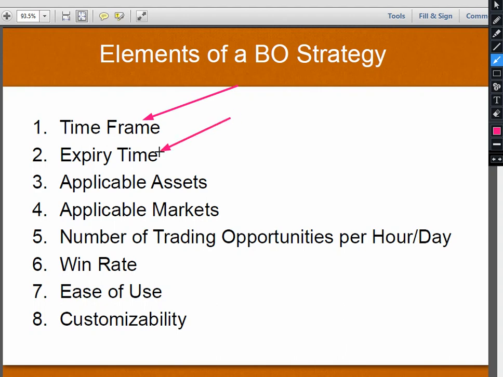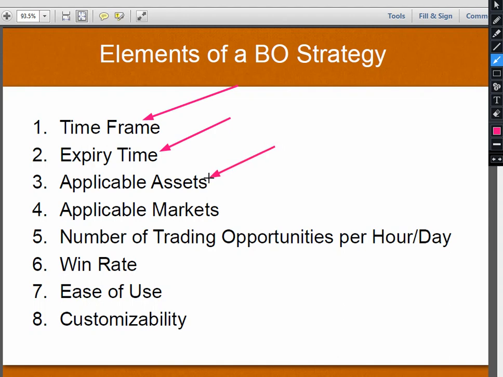You also need to know the expiry time, because with binary options, our trade always closes at a specific time. That means if your expiry time is 5 minutes, no matter what you do, your trade will close at exactly the close of 5 minutes. If it's 15 minutes, it will close at 15 minutes. So you need to master the correct time frame and the correct expiry time for your strategy.